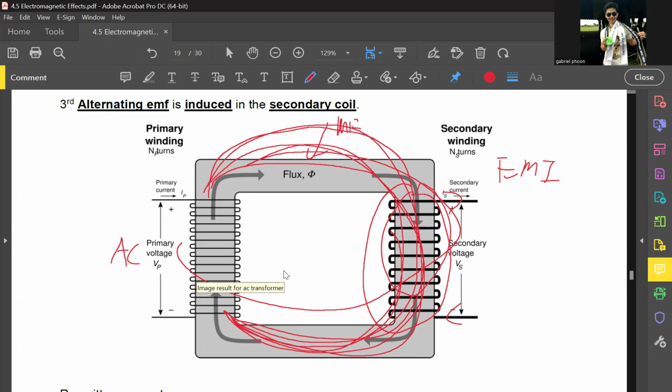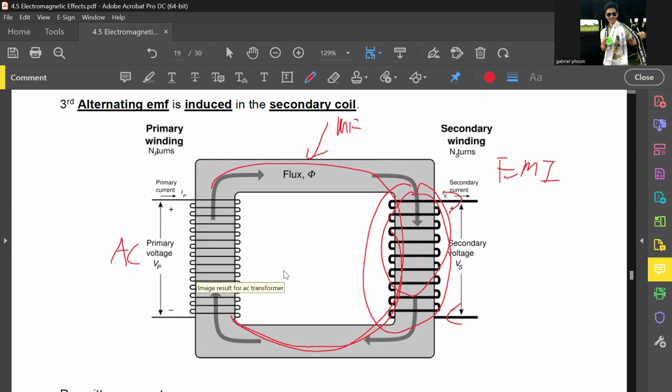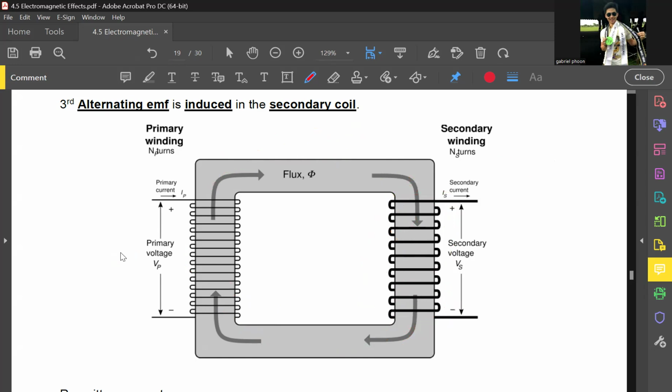Basically, the AC current at first generates a magnetic field. The magnetic field gets cut by the coil, which makes electromagnetic induction happen. Then current is generated. Then since it's alternating, it will happen one, two.